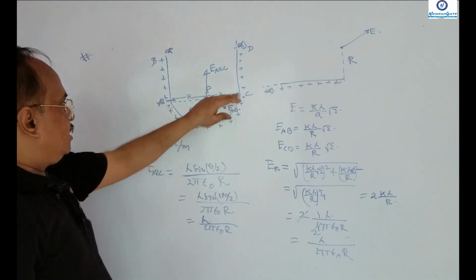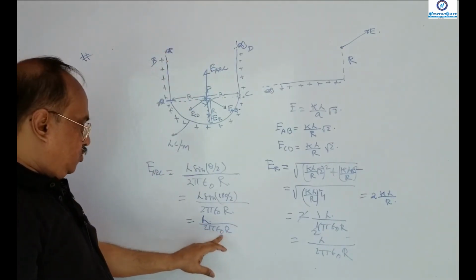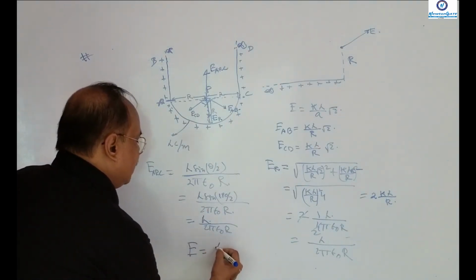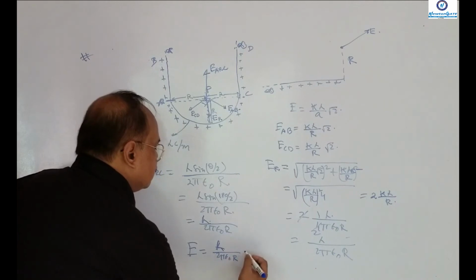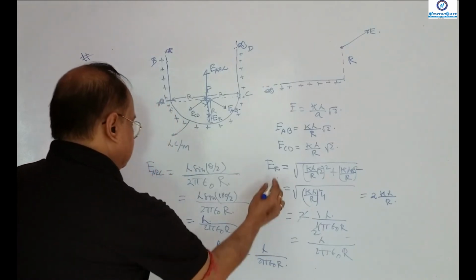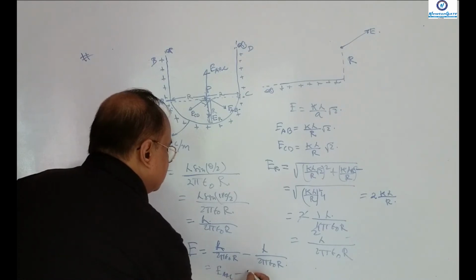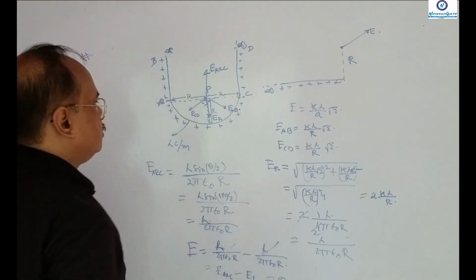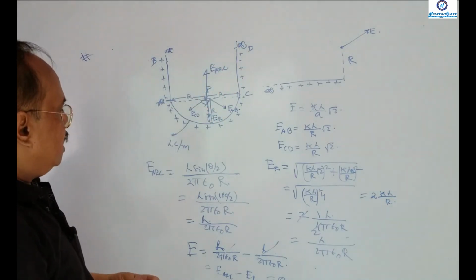Another, due to this arc, E arc is this side, that is equal to lambda by 2 pi epsilon naught r. So see, both of them are equal. So net electric field is equal to lambda by 2 pi epsilon naught r minus lambda by 2 pi epsilon naught r. That is, basically I am calling it E arc minus E resultant, and this is coming equal to 0 because this thing and this thing are cancelled. That means net electric field at this point due to this system is equal to 0. That's all.